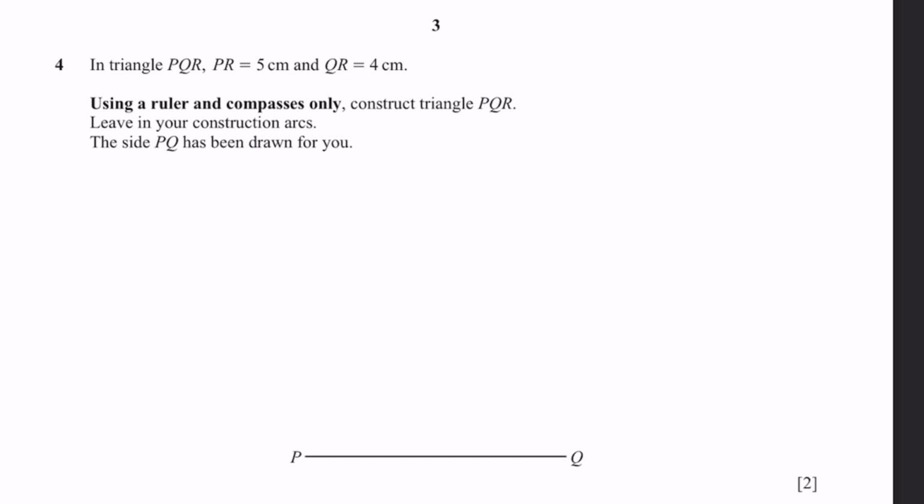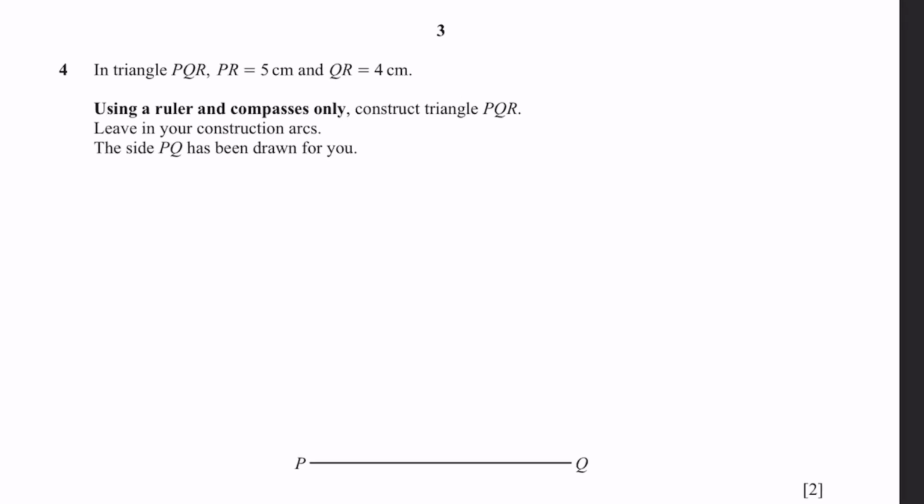Question 4. In triangle PQR, PR is equal to 5 centimeters and QR equals 4 centimeters. Using a ruler and compasses only, construct triangle PQR. Leave in your construction arcs. The side PQ has been drawn for you. I'll be showing you how to do it, but I won't be showing you with exact measurements. So first we can measure a length of 5 centimeters with our compass using a ruler. So PR is 5 centimeters.